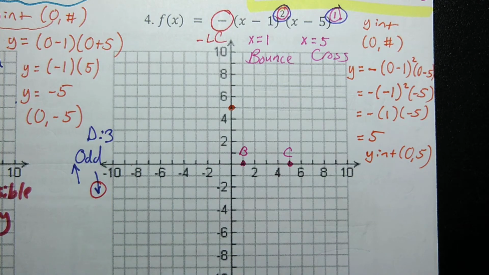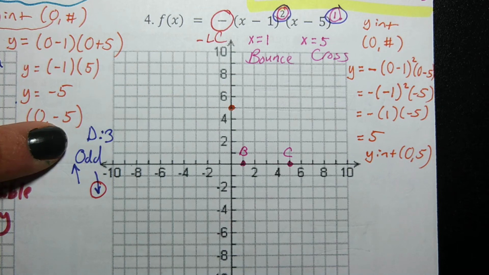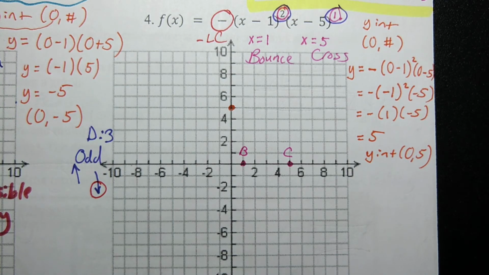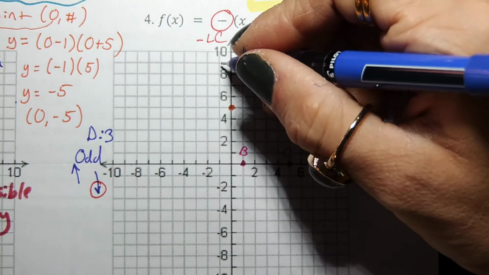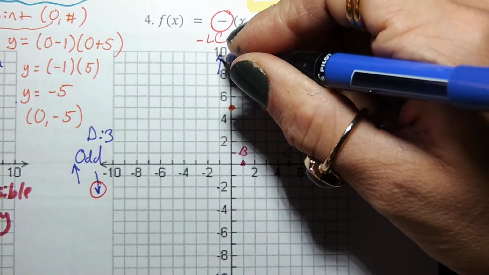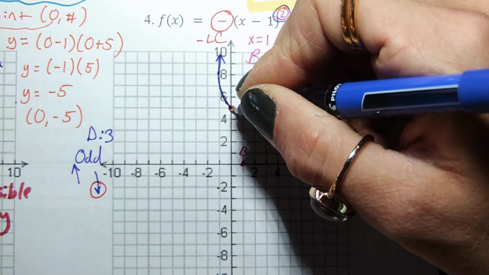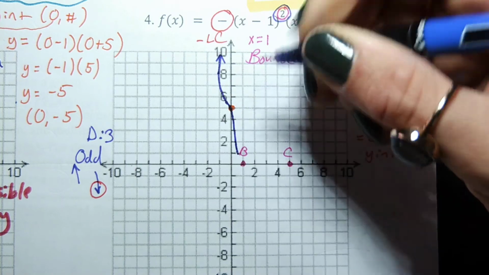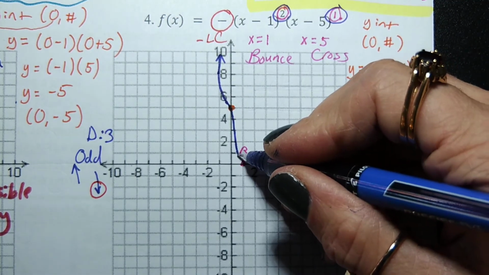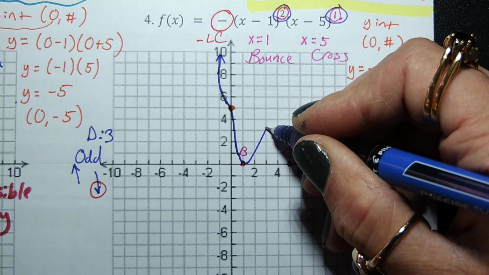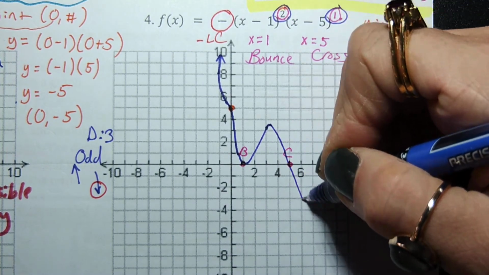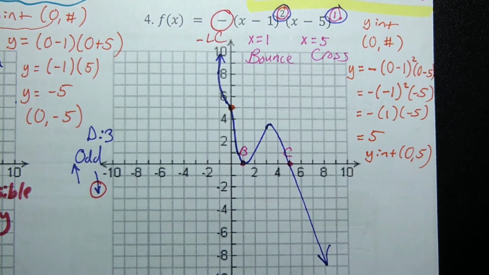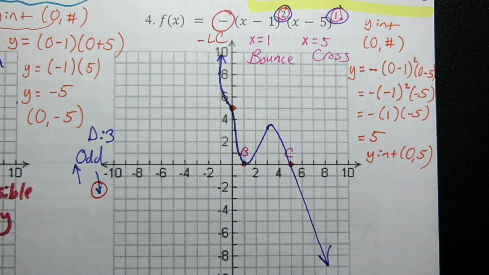So using those 3 exact points and this key information, let's see if we can draw a sketch of our graph. I'm going to go ahead and draw an arrow up here, and I'm going to show it curving down into that y-intercept. And then at this one, it's going to bounce back up. And then it will cross. Bounce and cross.